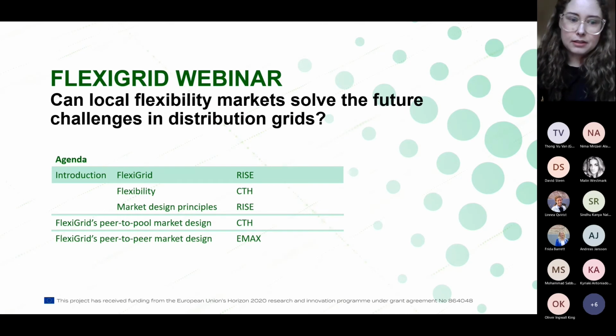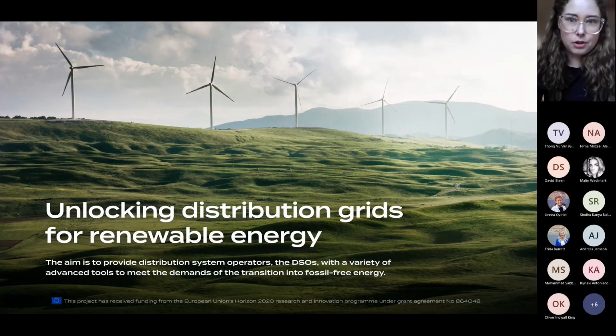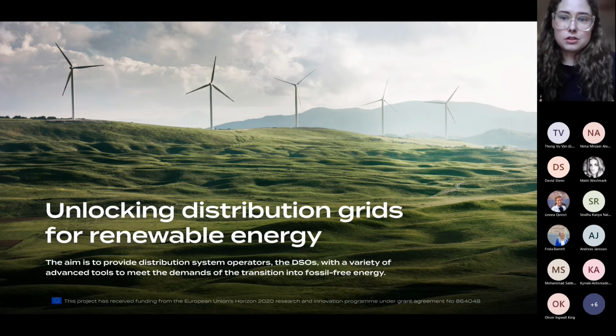Yeah, let's wait no longer and kick this off with an introduction to FlexiGrid, the project. So this is an innovation project that's funded by EU's Research and Innovation Program, Horizon 2020. The project will create an enabling architecture for small and medium DSOs, or distribution system operators, to unlock flexibility resources by providing them with a variety of tools to help them meet the demands of the transition.